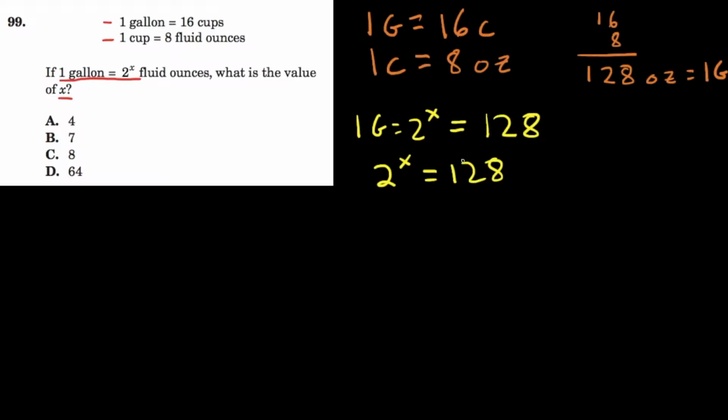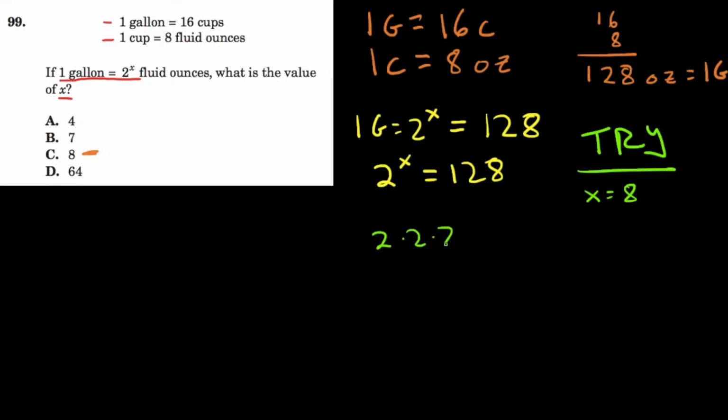I don't know this off the top of my head, so I think this is a good opportunity to try answers. And I'm going to start out with 8. So we're saying that x equals 8, which would mean that 2 times itself 8 times should equal 128 if this is correct. So let's try it.